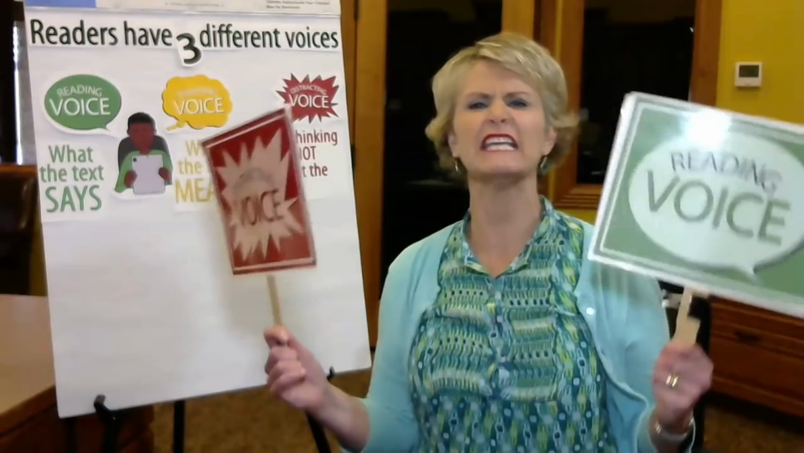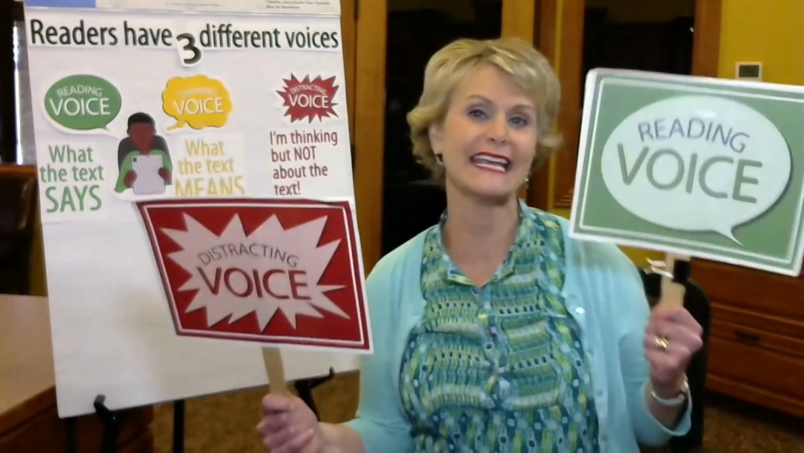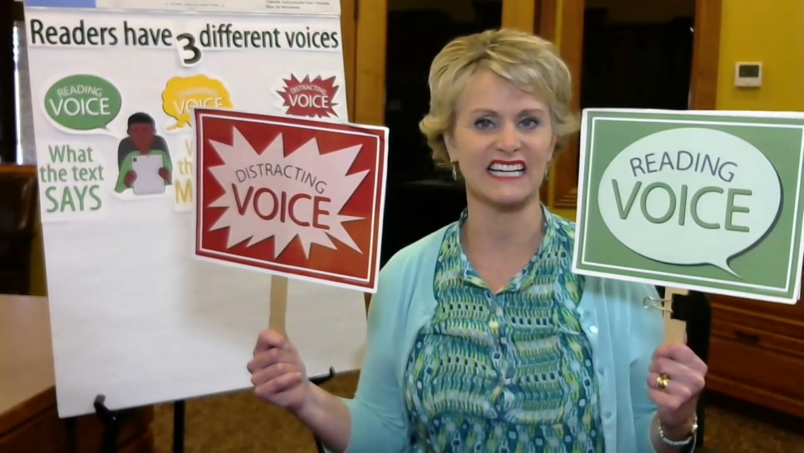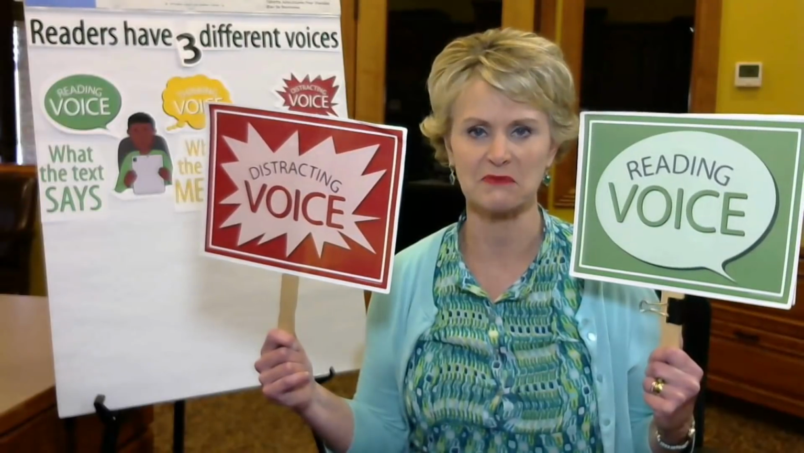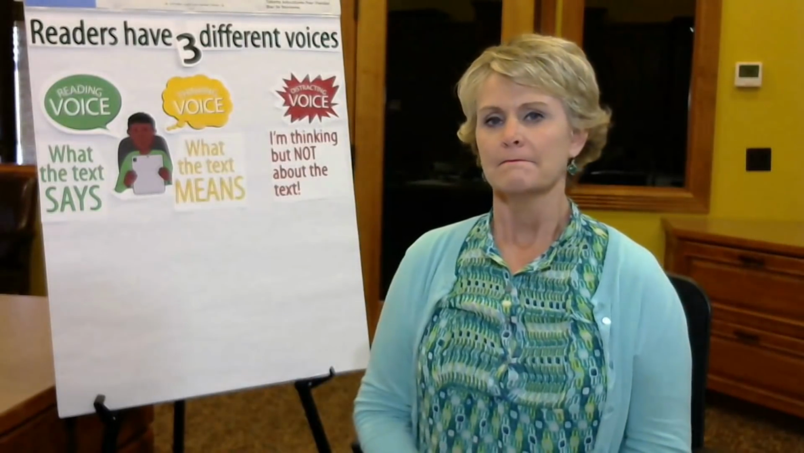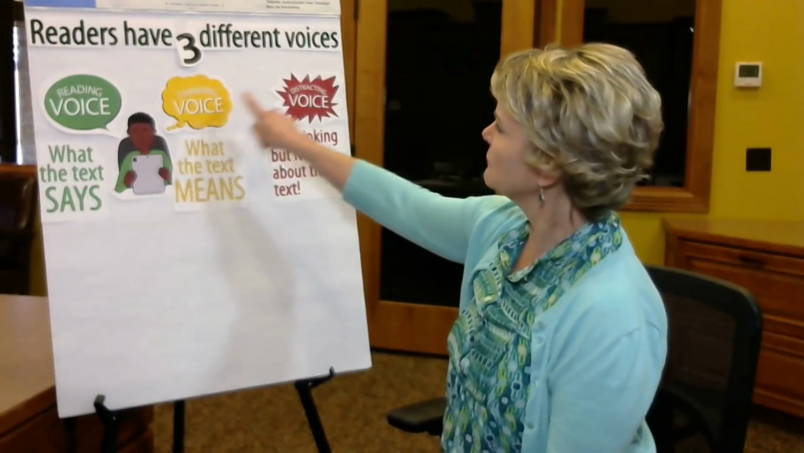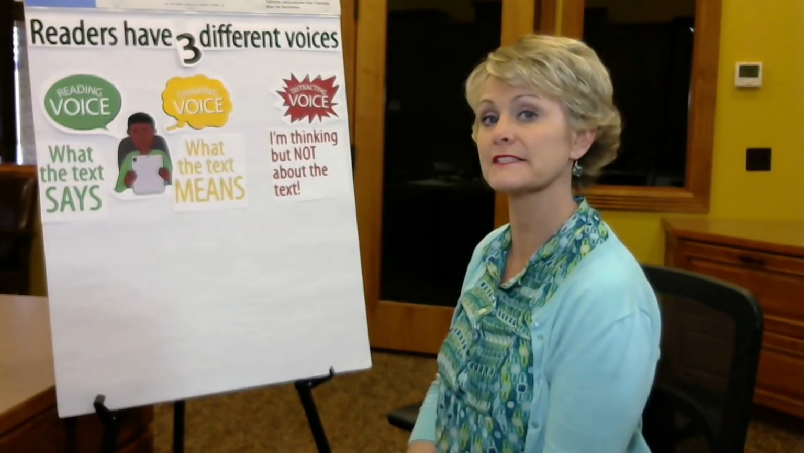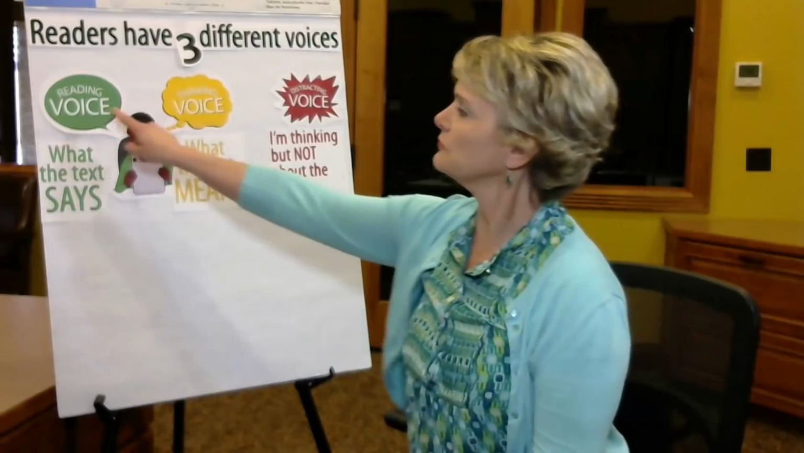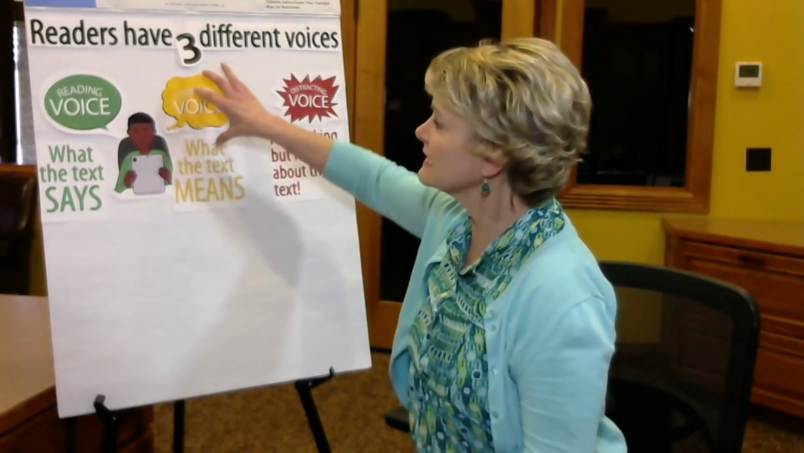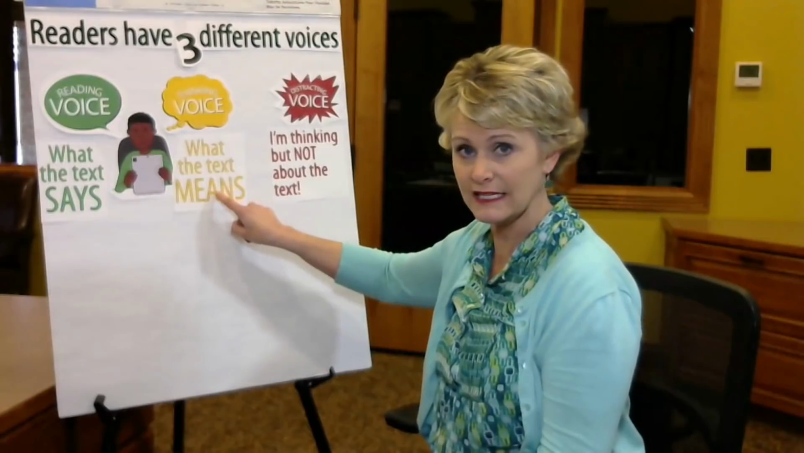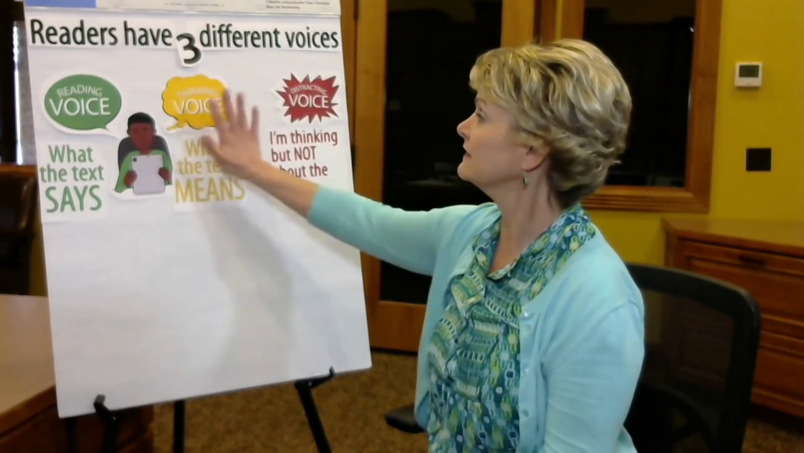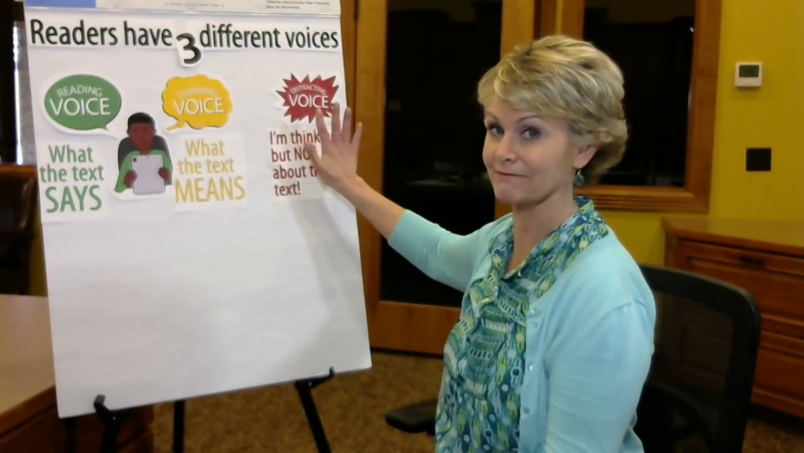And we think, well, I'll just keep saying the words and thinking about lunch, saying the words and thinking about how much longer. And I can tell you when you get to the bottom, it's not going to make any sense. That's the problem with the distracting voice. Do you see how the thinking voice and the distracting voice are on the same side of the reader? That's on purpose. Because when you're reading, you are either thinking about what the text means or you're thinking about something else. You can't do both of these at the same time.